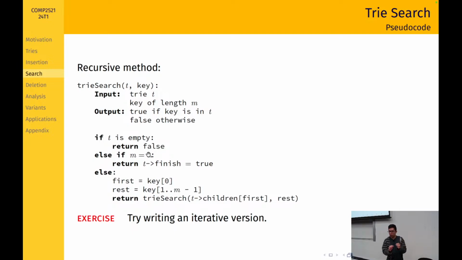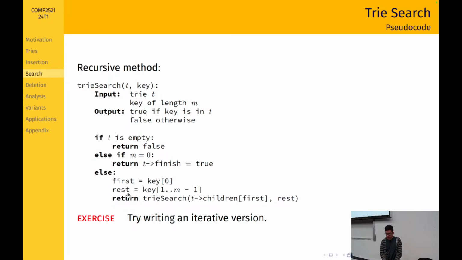Otherwise, if m equals 0, so if the key is empty, then that means we've gone through every letter of the key, and we've descended and found the last node on the path. After that, all that we need to determine is whether that node is a finishing node or not. So we return a comparison between the finishing Boolean in our node and true. If t.finish is equal to true, then that means that word exists in the trie, otherwise it doesn't.